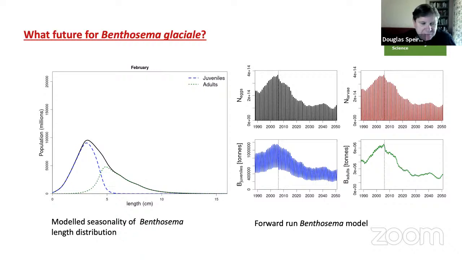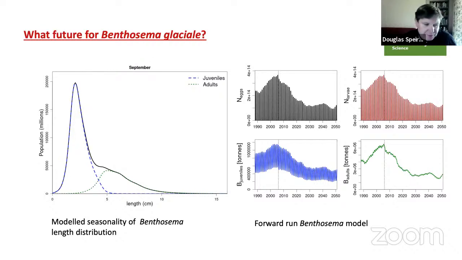So it's a length-structured model. In this case, we have discrete length classes, and we can model the full length distribution of the population. The animation on the left shows you the yearly cycle of the juveniles and adults and the total population, the length distribution. So lengths on the x-axis and the population in millions on the y-axis.